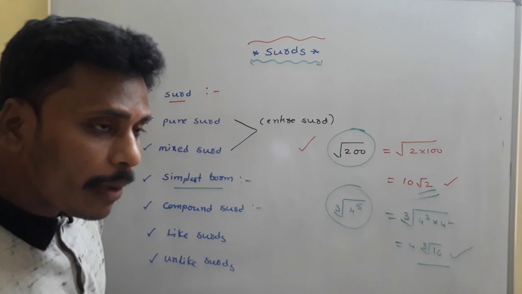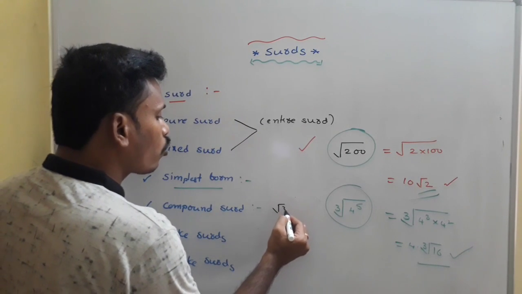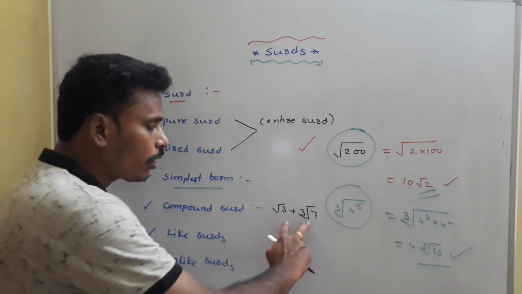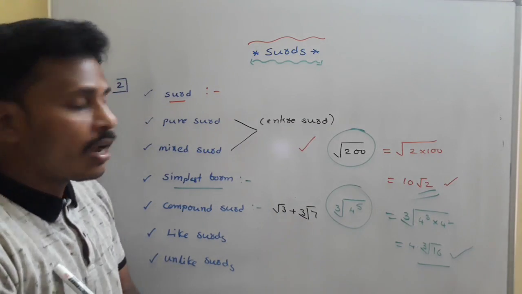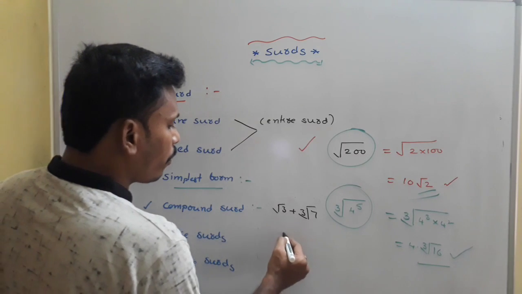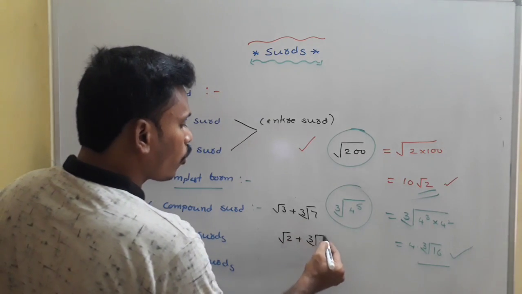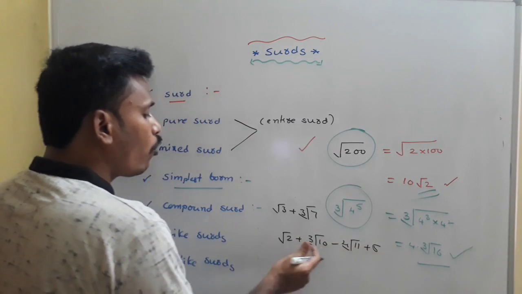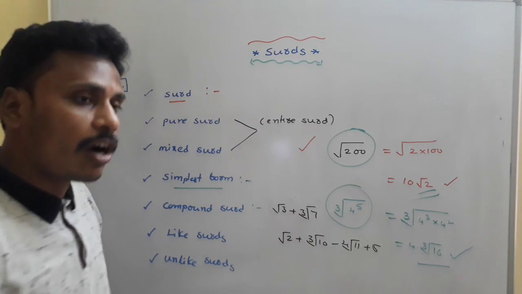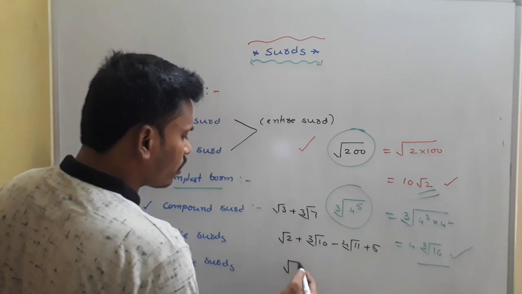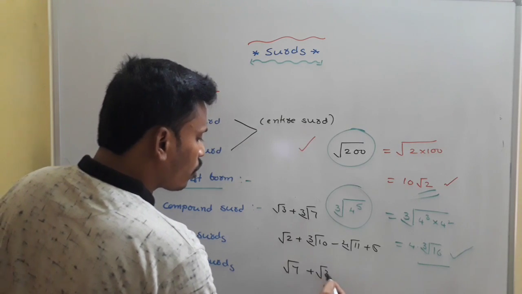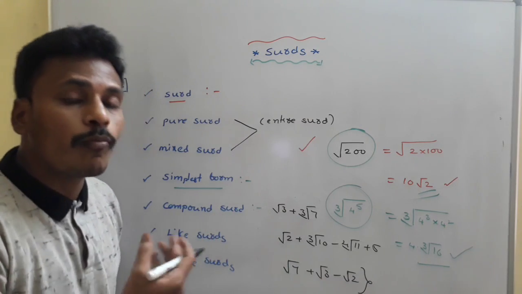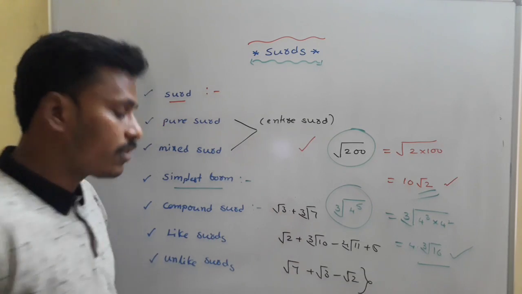And suppose you combine any one or two, for suppose if I write root 3 plus cube root 7, two terms are involved, it is a binomial surd and we consider it as a compound surd. For example, root 2 plus cube root 10 minus 4th root 11 plus 5. Four different terms are involved here and we consider it a compound surd. Not only that, if you have same-ordered surds, for example, root 7 plus root 3 minus root 2 is also a compound surd. A compound surd consists of more than one term.